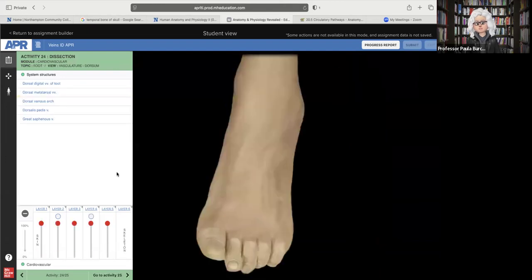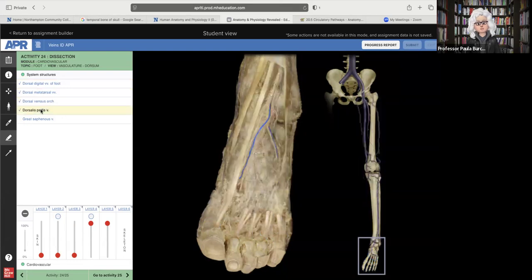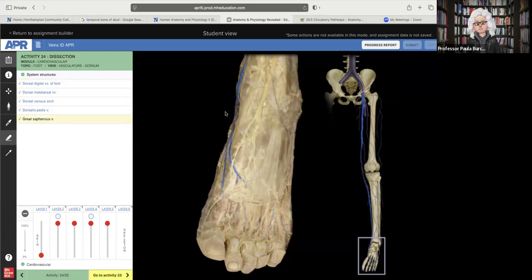So looking at the foot, this is the dorsal view of the foot. We're going to start with the digits, the dorsal digital. We'll go to the dorsal metatarsal, and then we're going to go to the venous arch. And then we'll go to the dorsalis pedis. And then remember we have the great saphenous that is going to be running medial. So it's draining the medial aspect here of your foot.